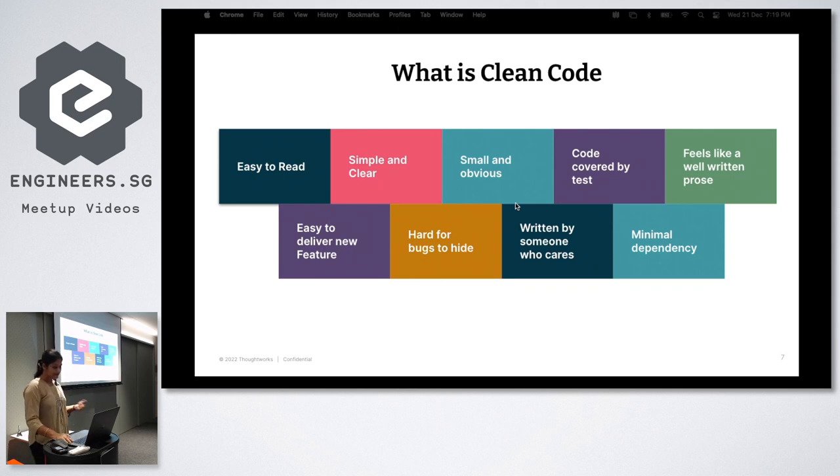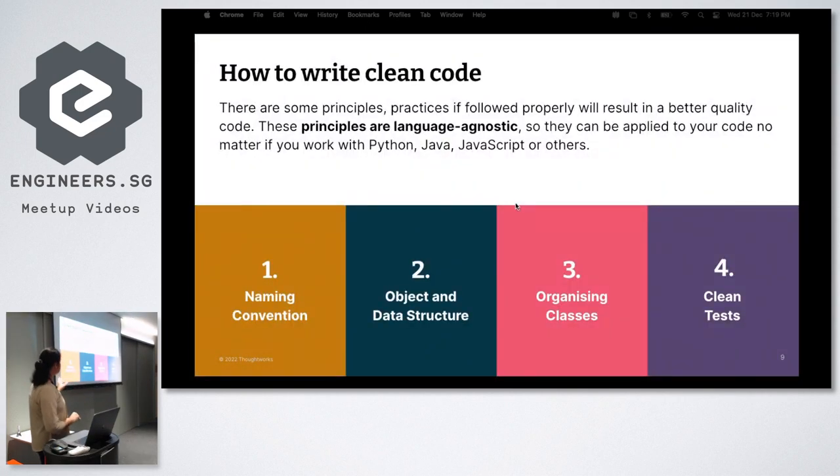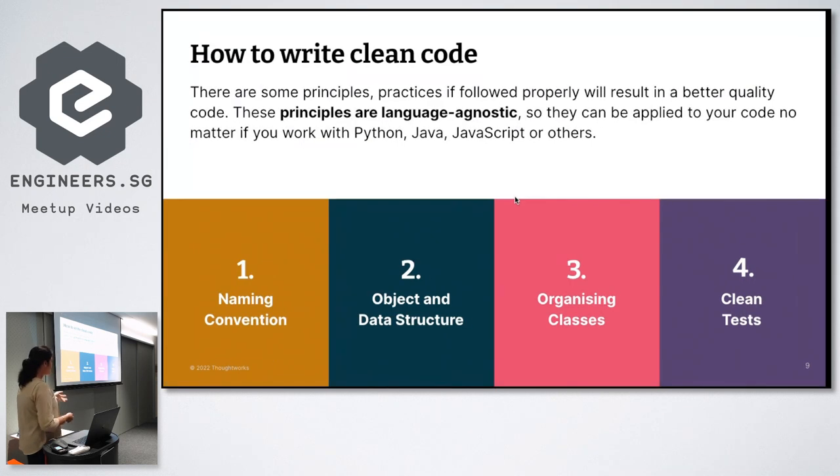Next, how do we write clean code? Writing clean code is an art, and there are a lot of principles, techniques and guidelines which help you achieve it. Today we are going to discuss mostly these four sections. The good part is that the principles we will be discussing are language agnostic, so whatever language you might be working in, they are applicable. We came up with these four because we feel these are the most important and the most basic ones to follow. So let's start with our first topic, naming conventions.